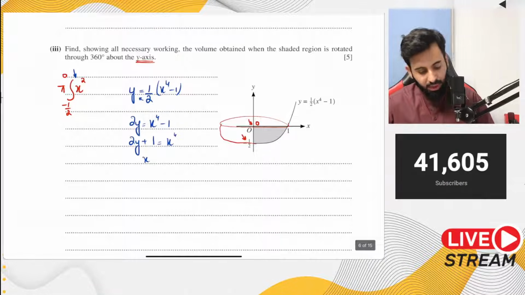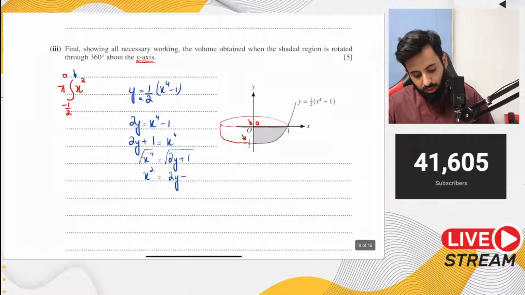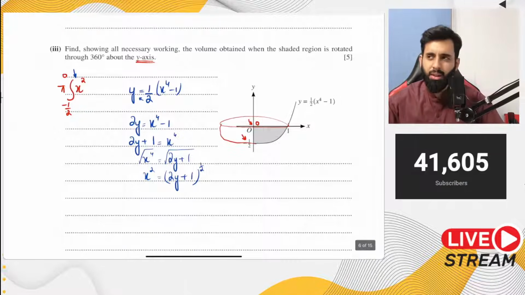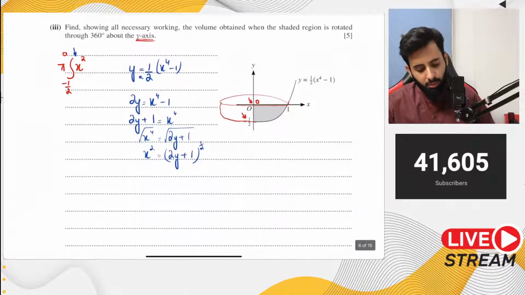Now there is no point in making x the subject and then squaring it. Why? Because you already have x to the power 4, and you know that you want x squared, so all you can do is simply take the square root on both sides. So you have x squared, which is equal to (2y plus 1) to the power half. Instead of writing it as square root of 2y plus 1, I've written it as 2y plus 1 to the power half. It'll make the integration part easier. Basically it's now integration ready. That's what I like to call it. So pi within the limits minus half and 0, (2y plus 1) to the power half.